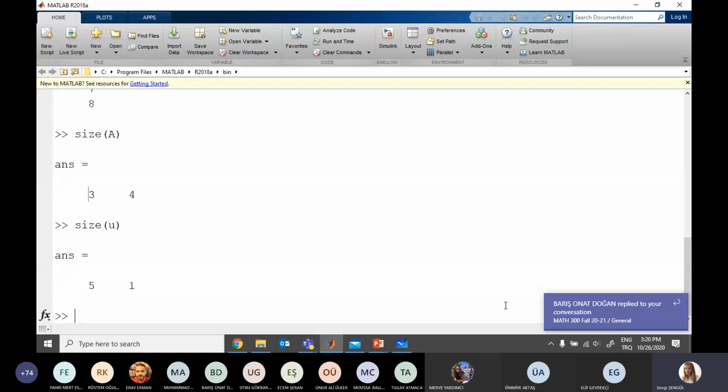What is that? Let me see. Yes, we cannot multiply, that's true. And so let's define another one, U2 vector. And U2 vector should have what size?